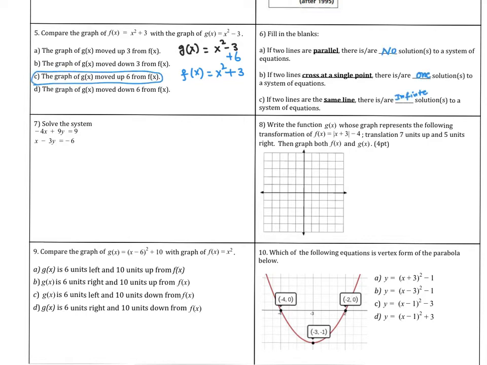For number 6, if the two lines are parallel, then there is no solution. If the two lines cross each other, then there is going to be one solution. And if two lines are the same line, then there are going to be infinitely many solutions.